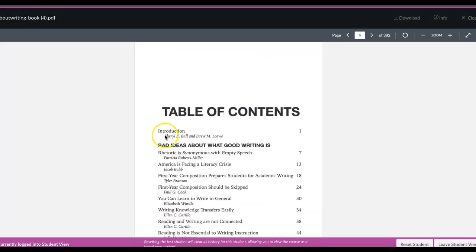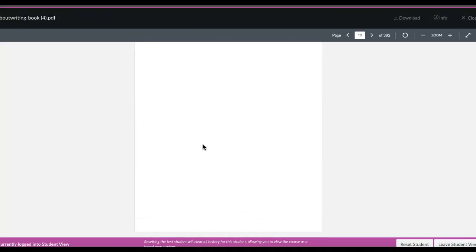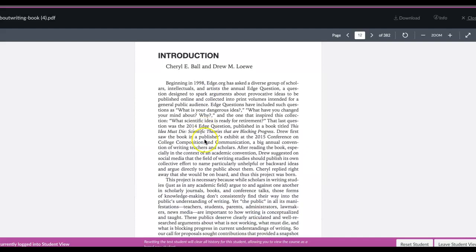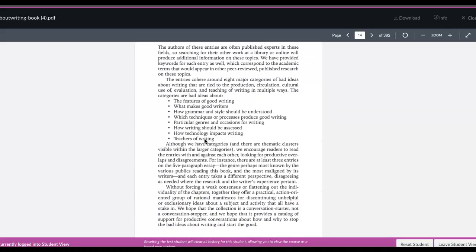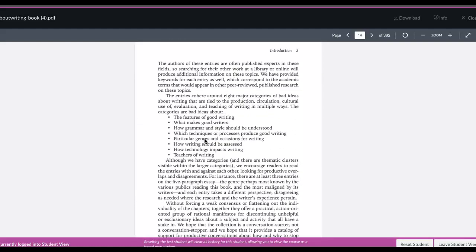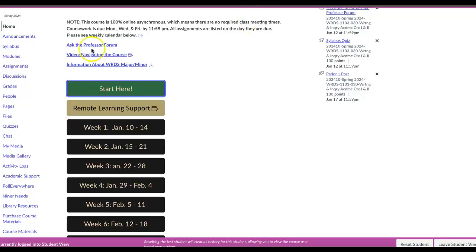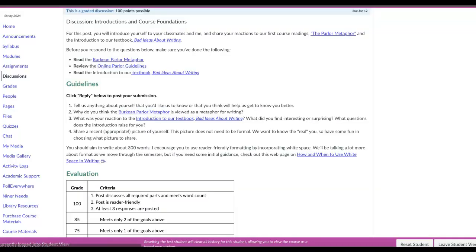Okay, so what you're going to do for this discussion post is just read the introduction. All right, so if you scroll through the table of contents, you will find that introduction here. And that's going to give you some context for what this book is all about. Okay, and it's about 3 pages, so not a very long reading. And you're going to use that, oops, go back here, to help you respond to these questions.